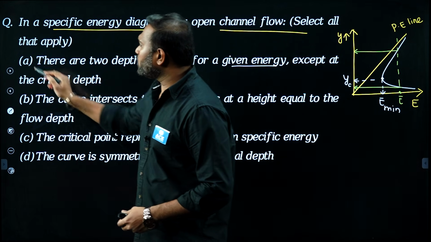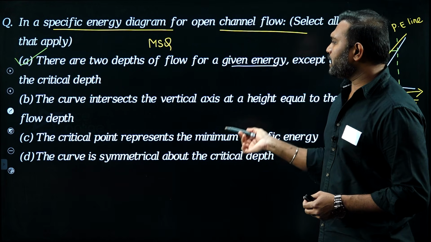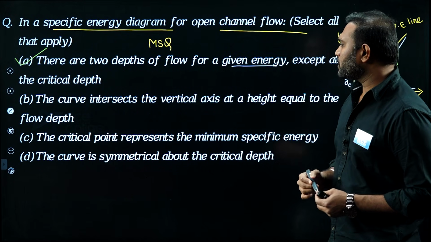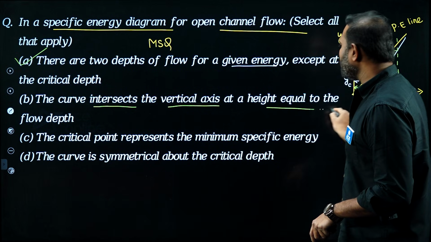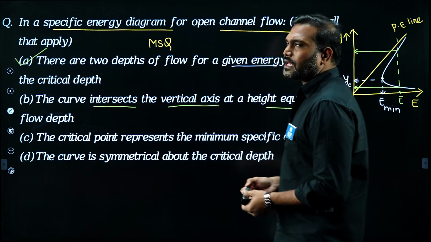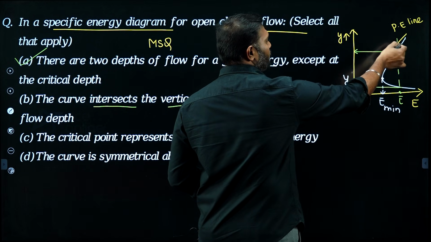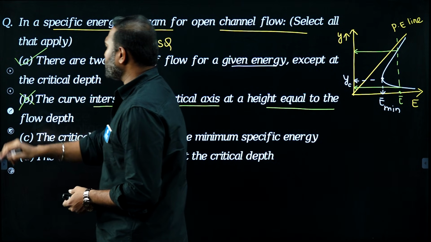So statement A is correct. Next, the curve intersects the vertical axis at a height equal to the flow depth. No, the curve will not intersect anywhere. The curve is asymptotic to the potential energy line. The curve will not touch the y-axis. So this is not correct.